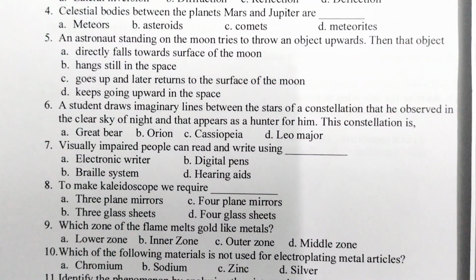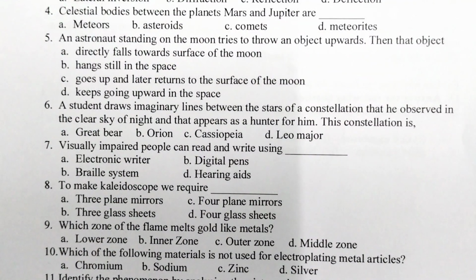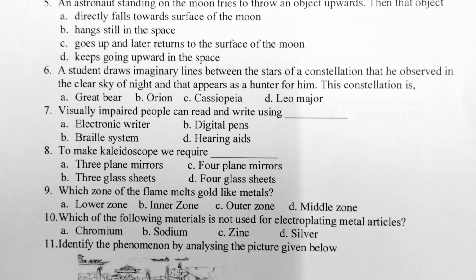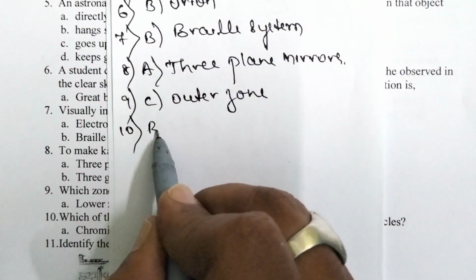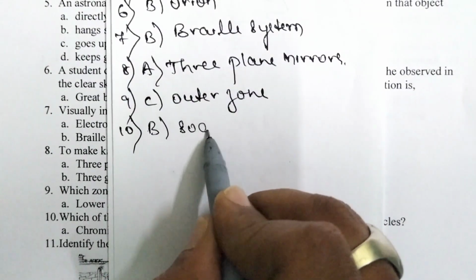Next, coming to the 10th question: which of the following materials is not used for electroplating metal articles? Chromium, sodium, zinc or silver. The right answer is sodium, option B.